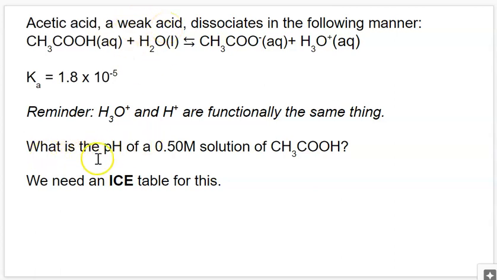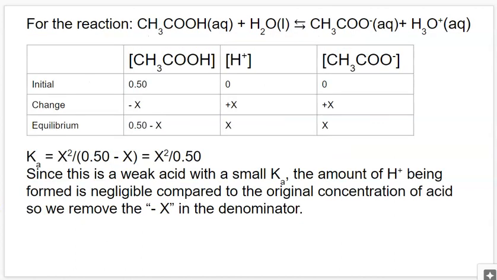So say we wanted to calculate the pH of a 0.5 molar solution of acetic acid. To do this, we're going to need an ice table. So I can write out my ice table. I don't include the water, obviously, because it's not involved in the equilibrium expression, being a pure substance. We start with 0.5 molar acetic acid, and we start with nothing for the hydrogen ion and the acetate ion. And since this is all 1-to-1, we're going to lose minus x on the reactant side and then gain plus x on the product side. So our equilibrium concentration of acetic acid is going to be 0.5 minus x, and the concentrations of the hydrogen and acetate ions are going to be equal to x.